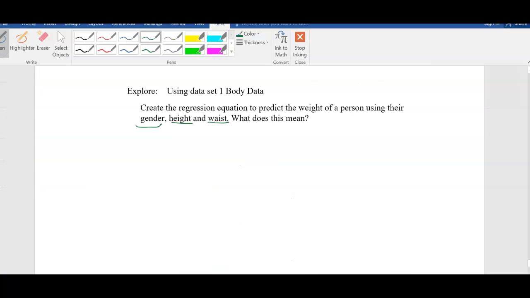So now, when you wrote your equation, you should have the weight is equal to a negative 137 minus 2.69 times gender plus 0.699 for your height plus 1.04 for your waist. So according to this, if you're a boy, we're going to subtract 2.69. And if you're a girl, this is going to go away and we're going to leave it as is. All right, I hope you did well.